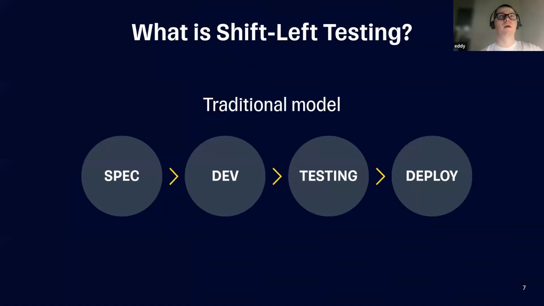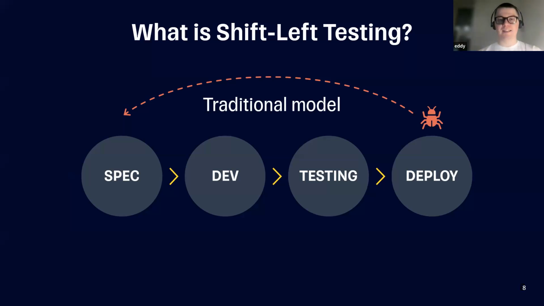So first of all, what is shift left testing? We'll start talking about it with the traditional approach of development, where we have the stages of specification, development, testing, and deploy. In that traditional model, we usually find problems at the latest stage of our development cycle. It means that a problem, a bug, we call it, was found, and it had to go through all the iterations, through every part of our long process to be found.